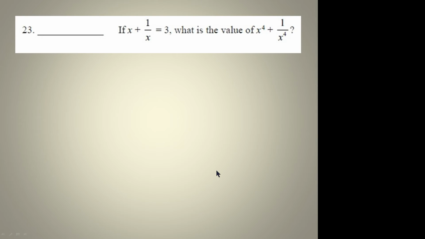Okay, number 23. If x plus 1 over x equals 3, what is the value of x to the power of 4 plus 1 over x to the power of 4? Okay, it looks like if we take the fourth power of both sides, you should get this one.